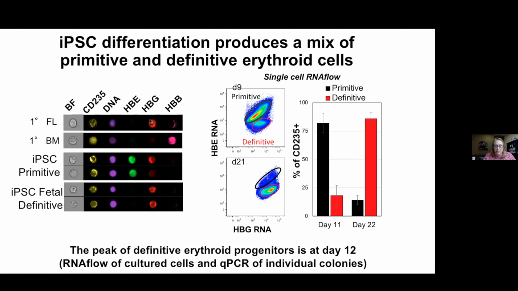cells that predominantly express gamma globin. In bone marrow, you can see beta. In iPS, we saw two types of cells: primitive cells that expressed HBE, a high amount of epsilon, and fetal cells that expressed a high amount of gamma. And they occurred in different proportions over time. So what we did is we cultured progenitors from different times during that differentiation and found that there was a peak of definitive progenitors at day 12.